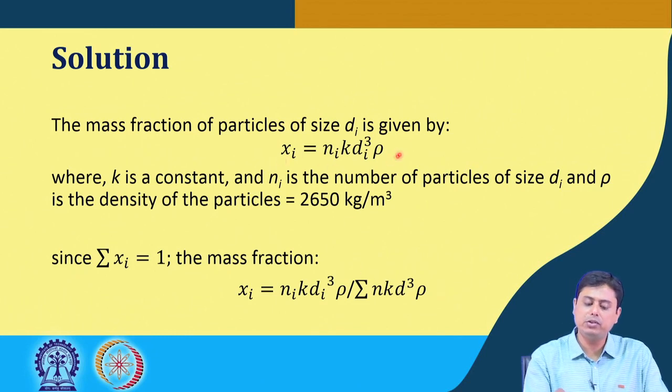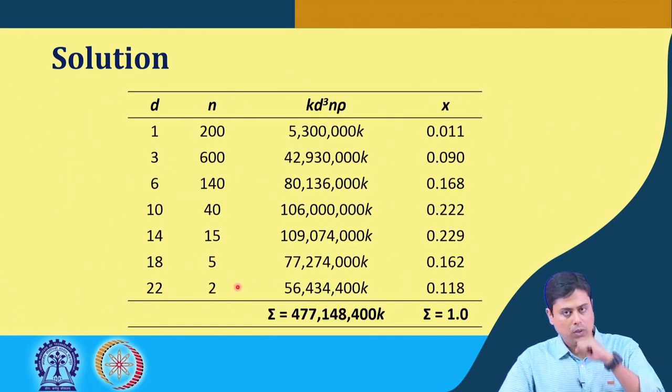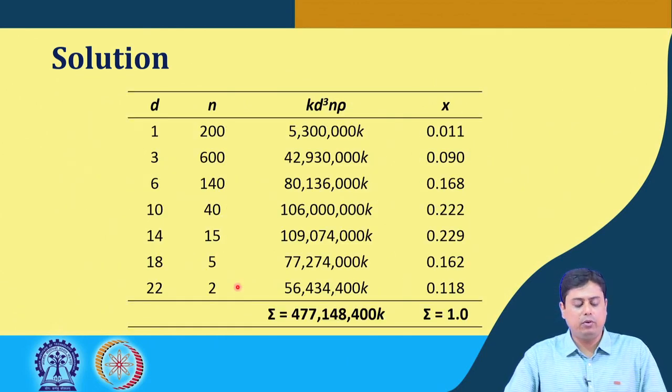So, this is the individual component mass divided by the total component mass. This gives us the mass fraction of that ith component. Okay. So, how is it then solved? For that we have to make a table in a tabular form.